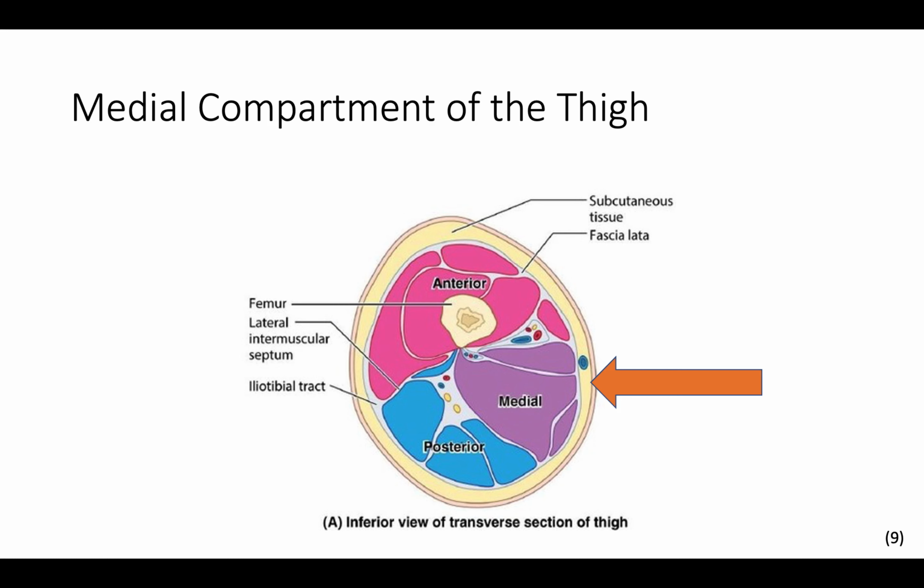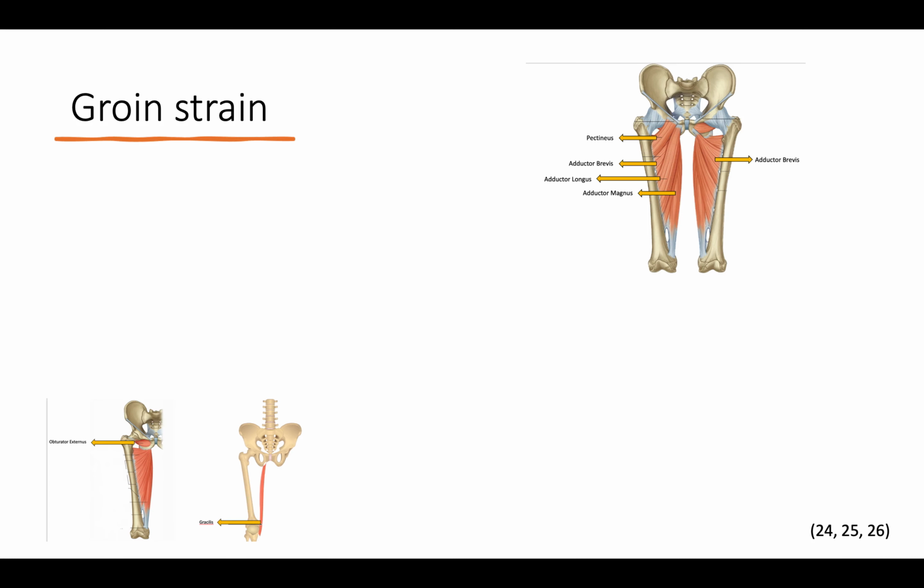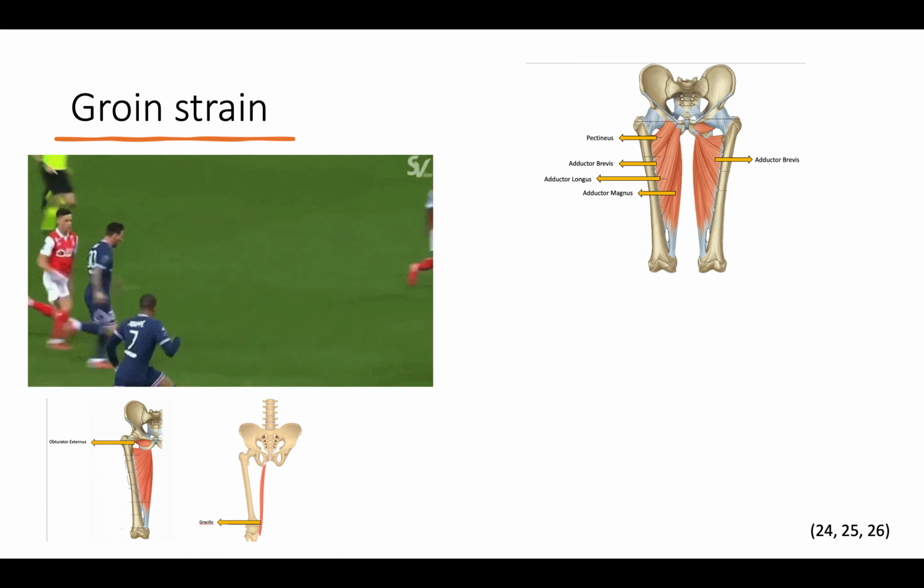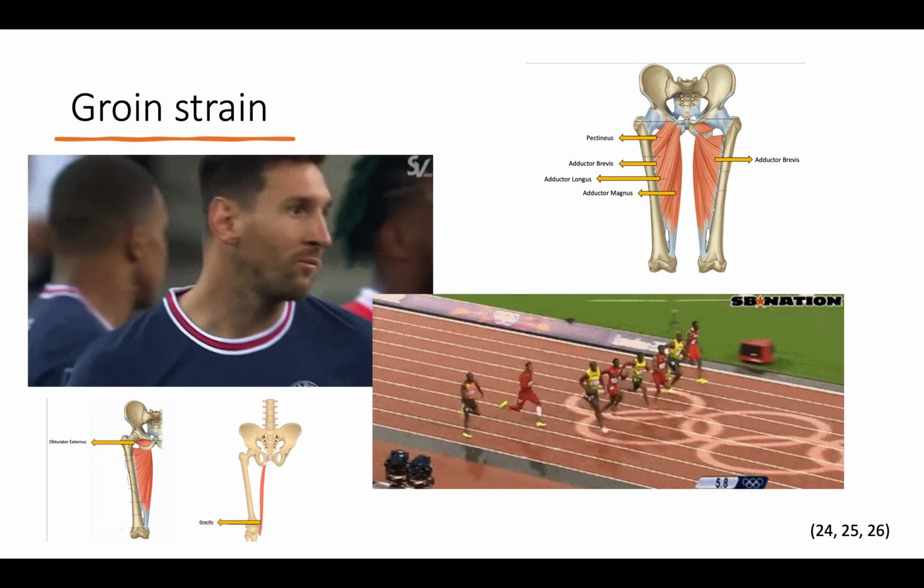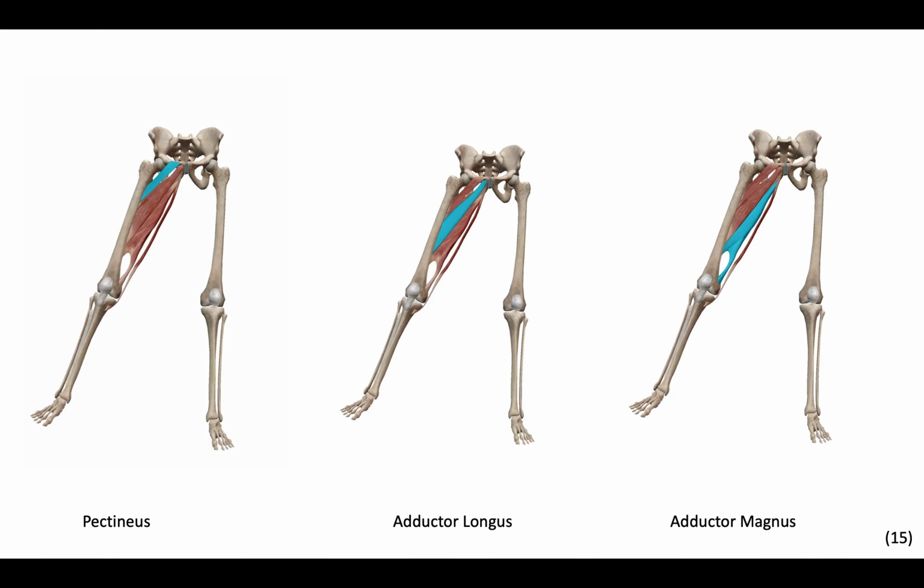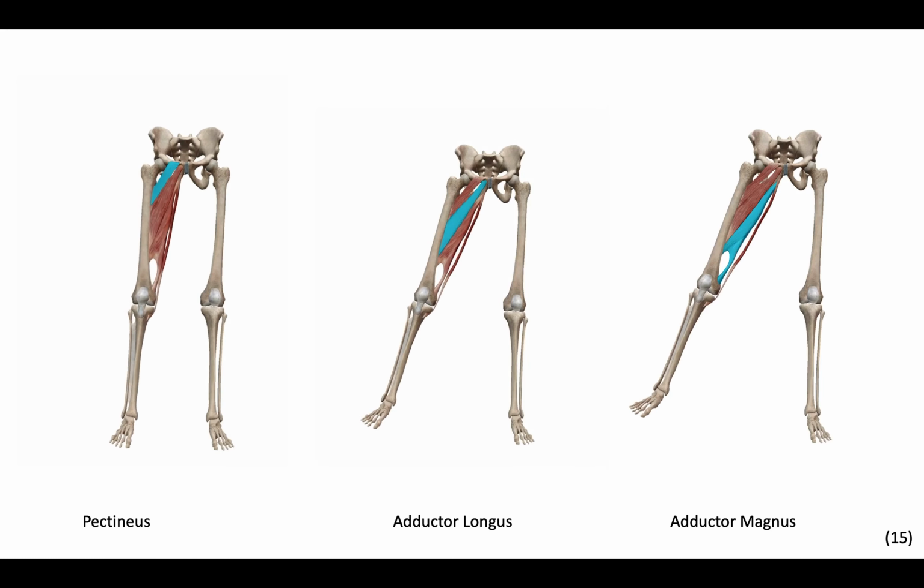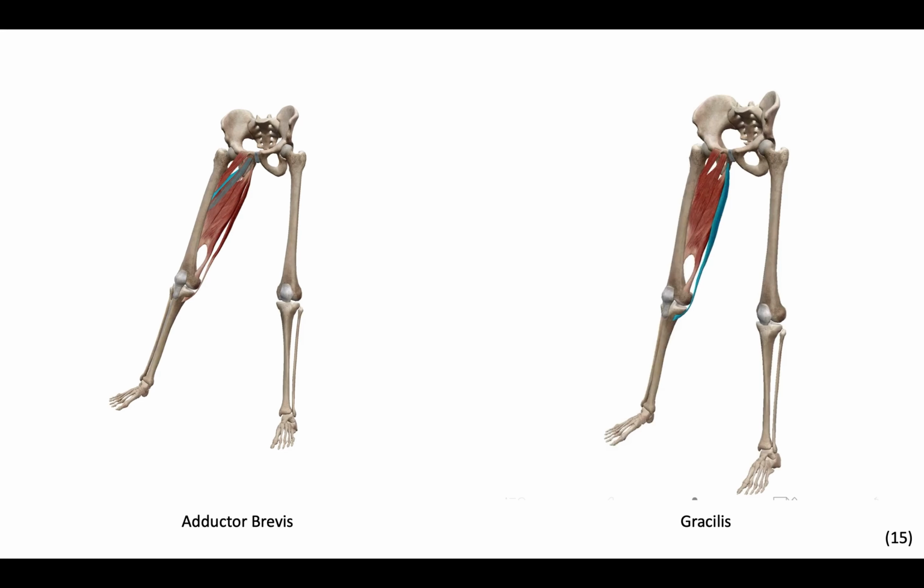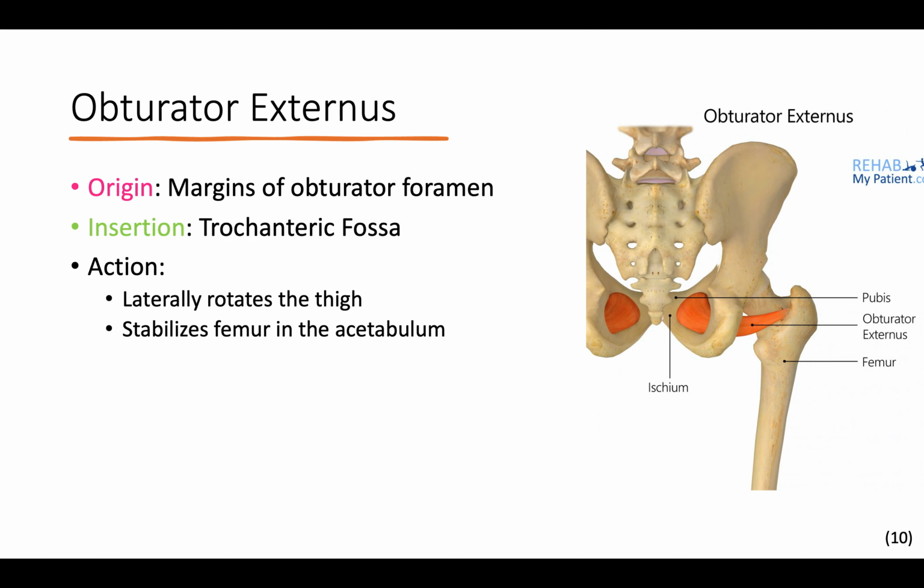Now let's move on to the medial compartment of the thigh, also known as the adductor compartment. Groin injury is a tearing or strain of the origins of the adductor muscles of the thigh. This injury is common in quick start sports such as soccer and a 100-meter dash. All of the adductor muscles are involved in adduction of the thigh, as we can see here. The only one that is not involved in adduction is the obturator externus.